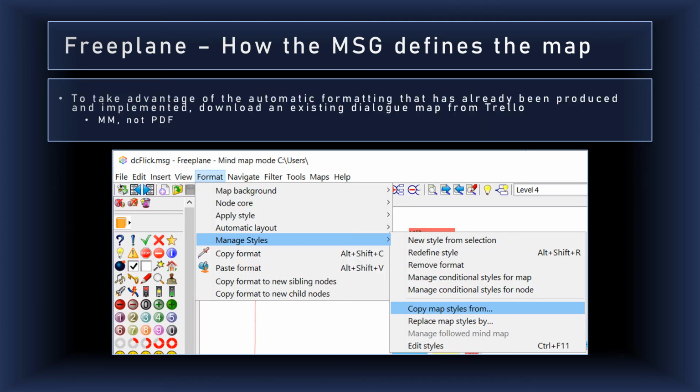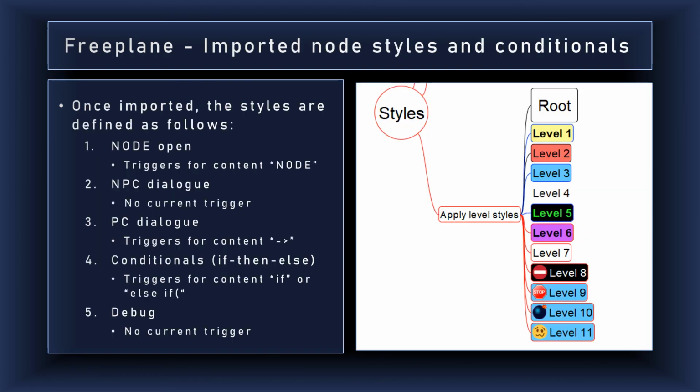To take advantage of the automatic formatting that's already been produced and implemented, I would recommend that you download an existing dialogue map from Trello. Somebody like Flick would probably be good. He's one I've worked on really recently. Make sure you're grabbing the mind map, the .mm file, not the PDF. It should be attached, but if it's not, just message me and I will DM you that file.